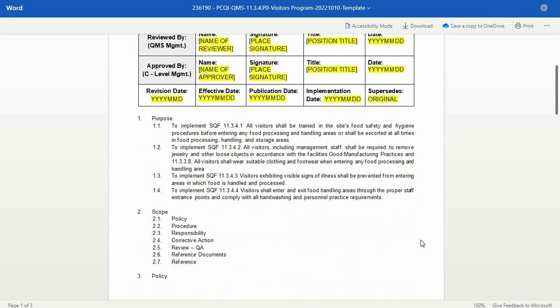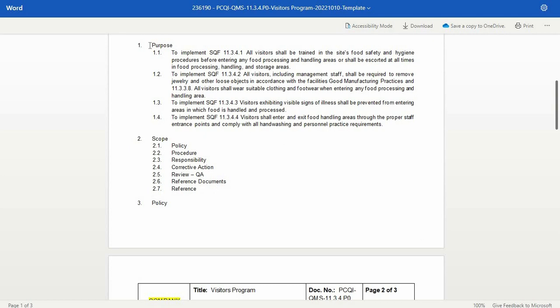Now we will focus on the components of the program. First is purpose. The purpose is the implementation of any certification standard or compliance with a regulatory requirement. For this program, it is for implementation with the SQF Module 11 Edition 9 for food manufacturing under Clause 11.3.4.